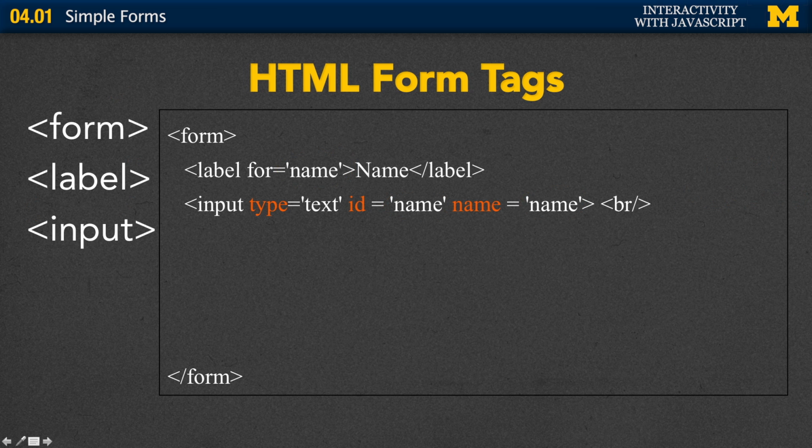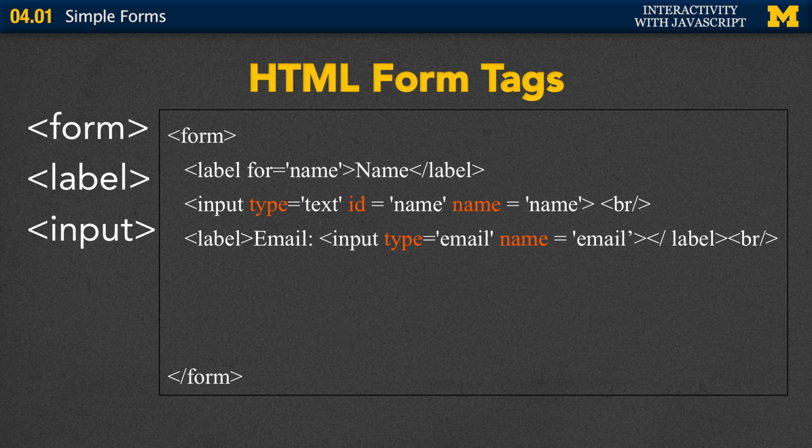But we can actually go ahead and link forms and labels in another way. In my second example, I skipped the whole for part. Instead, how I made it work is I said, hey, I've got a label tag.